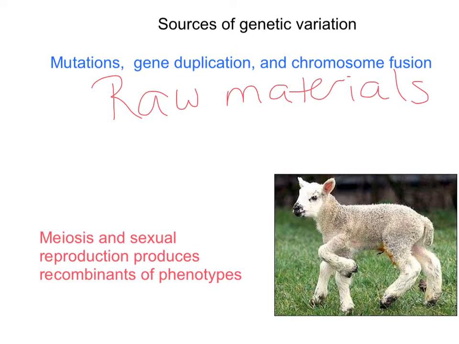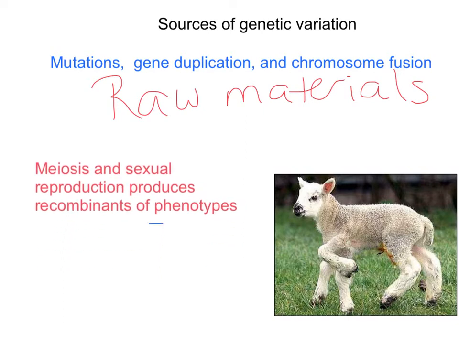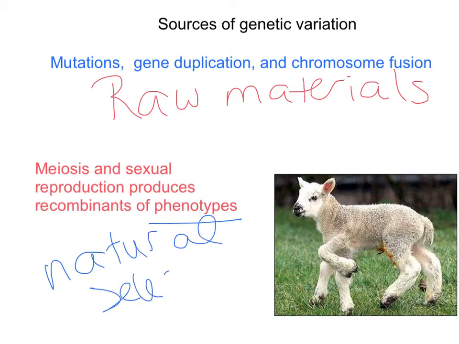So meiosis and sexual reproduction, they're going to produce new recombinants of phenotypes. Basically, they're going to make new phenotypes. They're going to make things that have different physical characteristics. And with these different physical characteristics, now natural selection can occur. So the raw materials for meiosis to work with and the sexual reproduction to produce these recombinants came from mutations, gene duplications, chromosome fusion. But the actual evolution is going to occur with how those impact the phenotype.